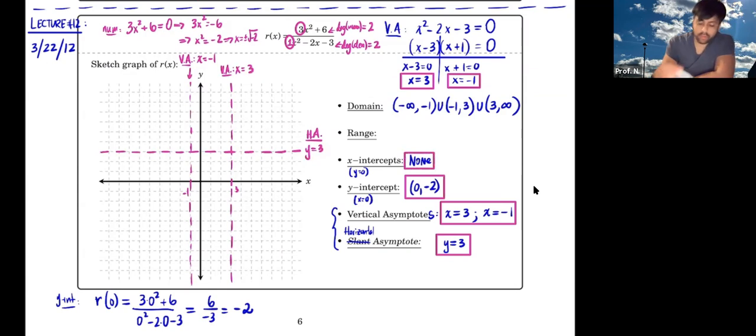Okay. Now, we have to be a bit careful with the range. And why is that? So we know this goes at 0, negative 2, right? We know that this touches it at this point. If this is a negative 2, we say this is 0, comma, negative 2, the y-intercept. And we say that we have no x-intercepts.